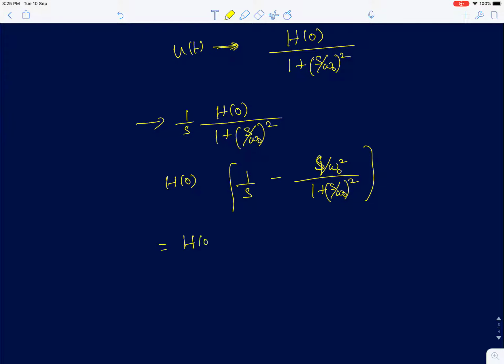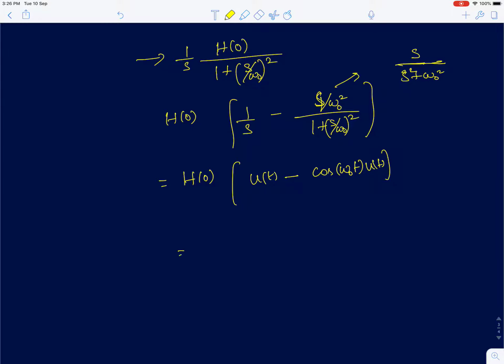And this function, if I now compute the inverse Laplace transform, 1 by s is u of t, and this function, s by s square plus omega naught square, is cos omega naught t into u of t. So the overall step response for the system will be h of 0 into 1 minus cos omega naught t into u of t. So that's the step response for the system.